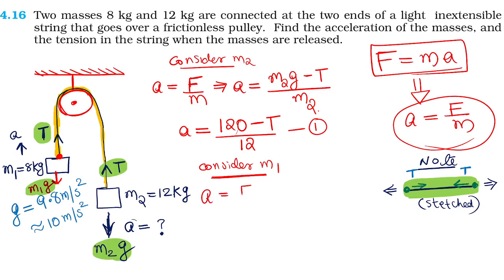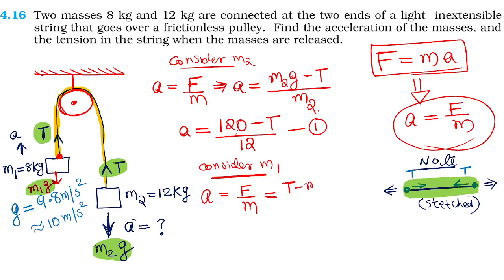Acceleration has the formula: net force divided by mass. Acceleration of a body, what is the formula? Net force experienced by the body divided by mass. What is the net force experienced by M1? T upward, M1G downward. So they are in opposite directions. Take the difference, larger minus smaller, that is the order. Larger minus smaller: T minus M1G.